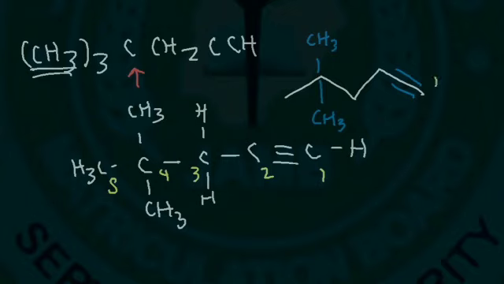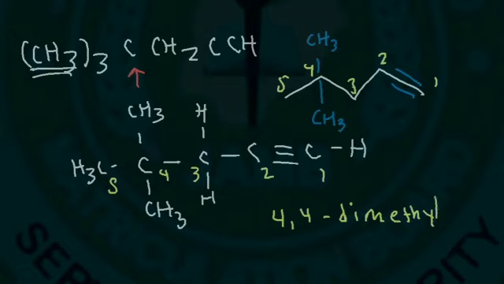So now to name it, this is 1, 2, 3, 4, 5. So it's 4,4-dimethyl. Di represents 2. Tri would represent 3. So 4,4-dimethyl. There's 5 carbons in the parent chain. So then we have -1-pentyne. And that's how you name it.